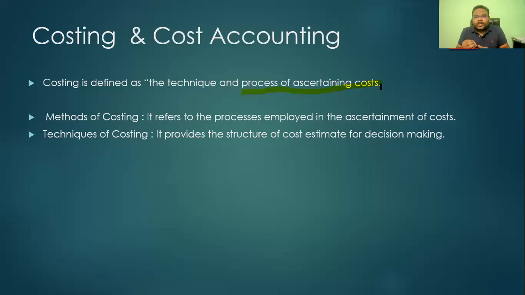Let us assume we have hired a bus for some picnic or whatever it is. The cost of that travel, we call it methods of costing. When you go further, you can understand the difference between methods of costing and techniques of costing. For the time being, just understand that methods of costing is a process employed in the ascertainment of cost. How we find out the cost is nothing but the methods of costing. I repeat the sentence: how we find out the cost is nothing but the methods of costing.